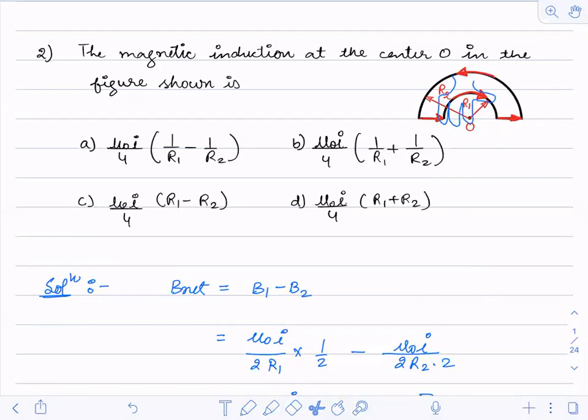So if you see the perpendicular drawn at your palm, it will be downward, and due to the second wire it will be upward at that point too. That's why it's opposite in direction. So this was question number 2.